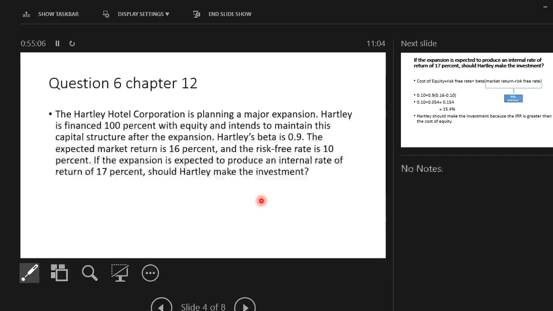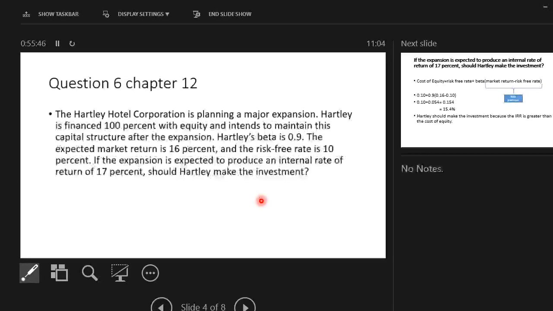So Hartley's beta is 0.9, right? Remember the beta is measured in points, like we said last time. This information is given to you. That's why I'm saying you should actually celebrate, because everything will be given to you. Hartley's beta is 0.9. The expected market return is 16%, and the risk-free rate is 10%. If the expansion is expected to produce an internal rate of return of 17%, should Hartley make the investment?